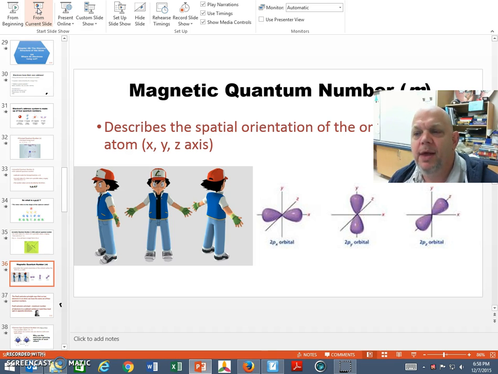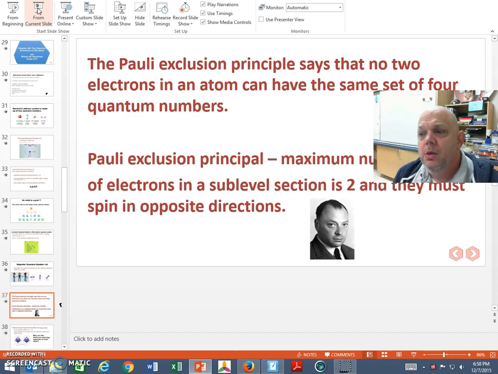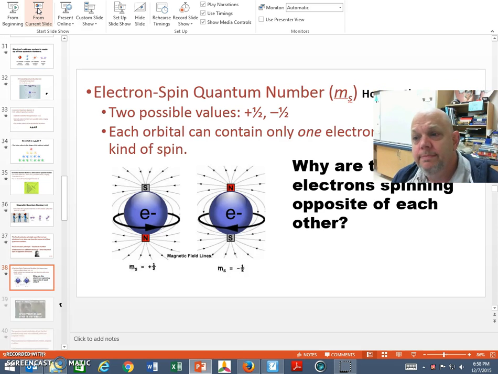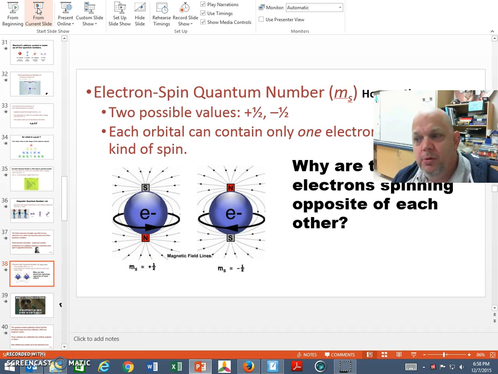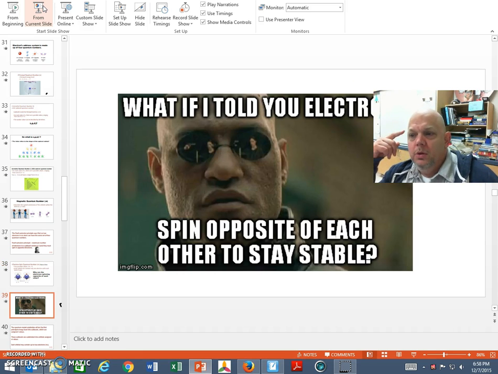We talked about the magnetic quantum number, about the spatial orientation. We talked about Pauli, the electron spin number. You should know why it is important that the electrons are spinning opposite of each other.